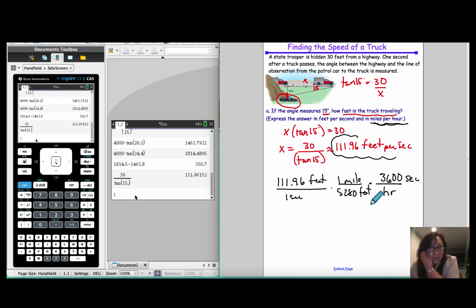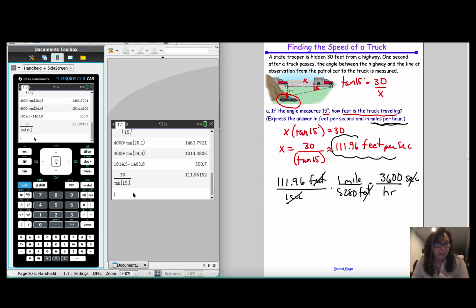We need to get rid of some of these things. We know we can cancel our feet out because feet are going to become miles. We can cancel our seconds out because our seconds are converting to hours. And so what we have left is this on top. So I'm going to use my calculator again.